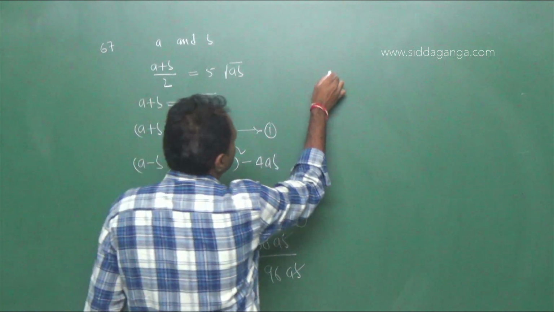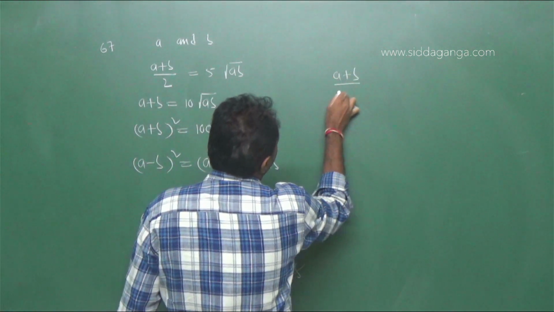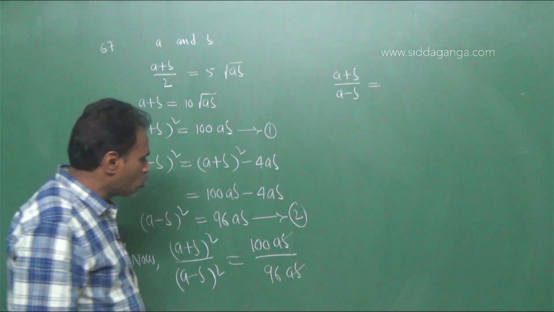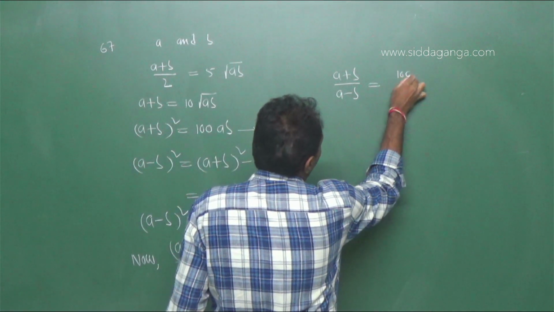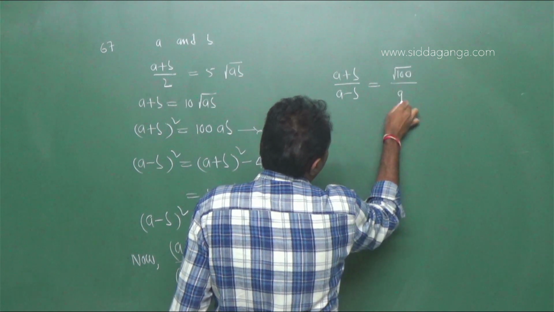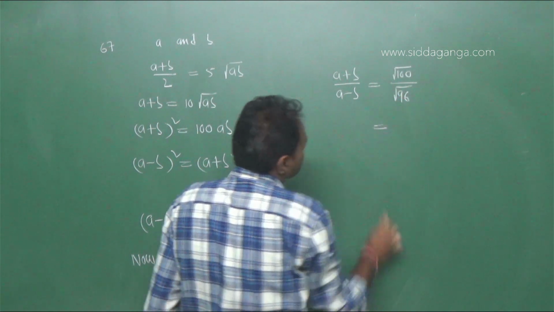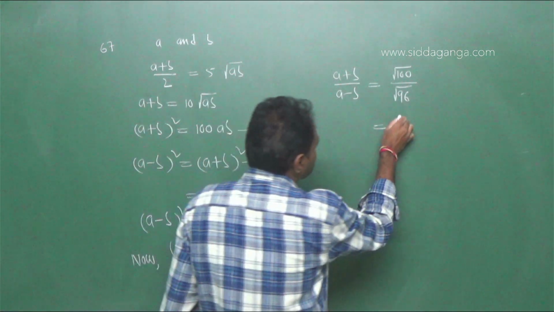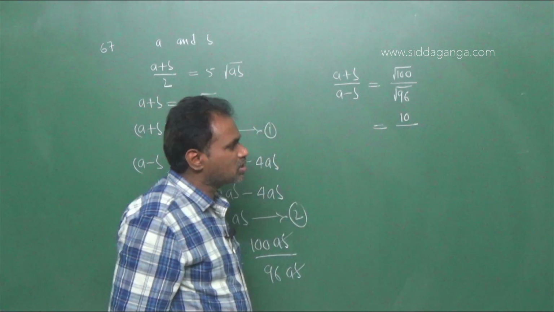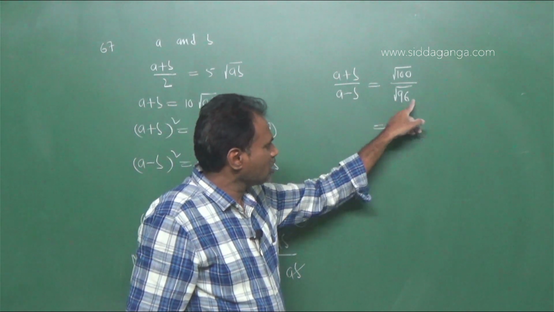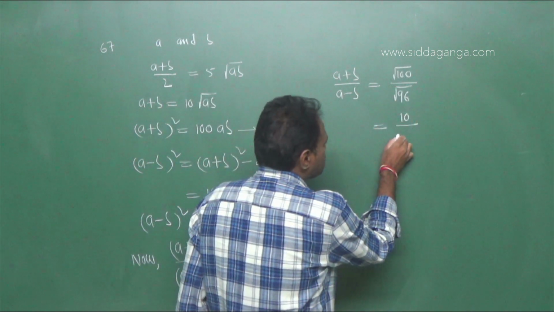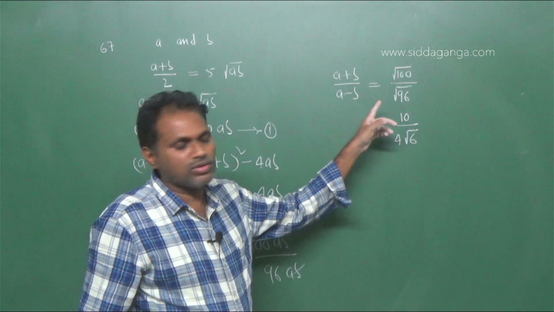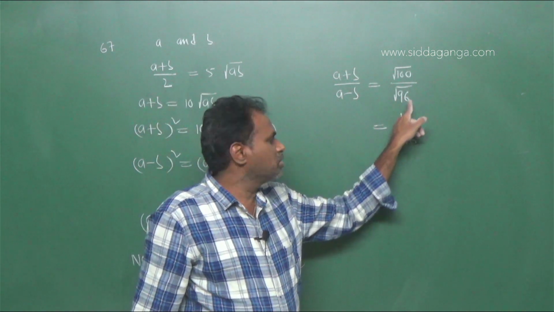But we have to find (a plus b) by (a minus b). (a plus b) by (a minus b) means root of 100 divided by root 96, root 100 by root 96. Now root 100 value is 10 and root 96, you can write 96 as 16 into 6. Root 16 value is 4. Therefore 4 into root 6.